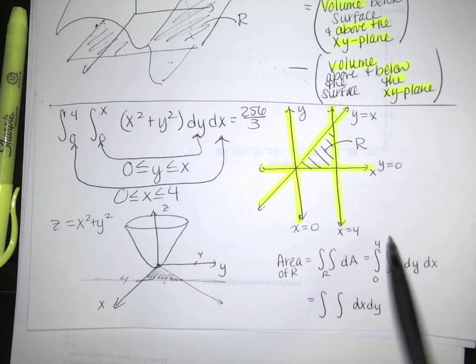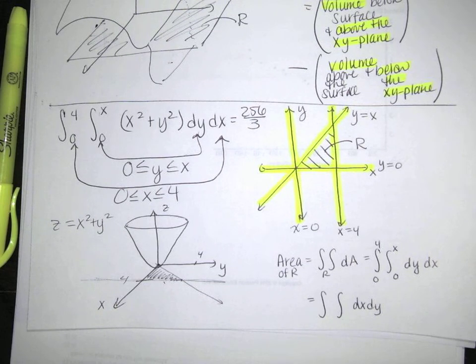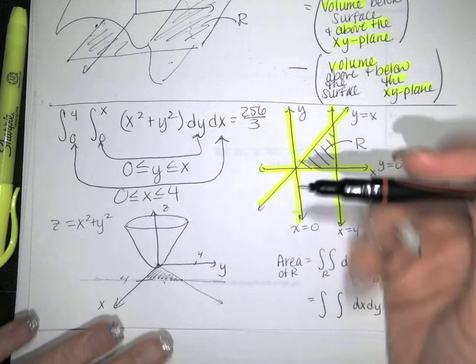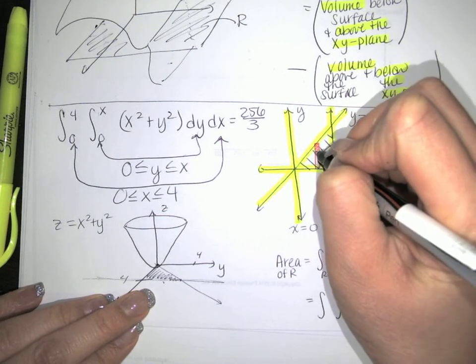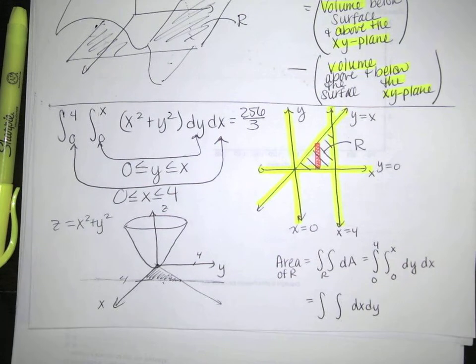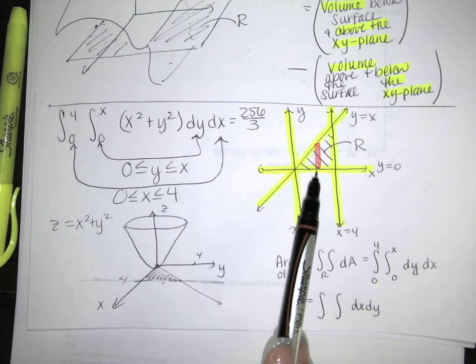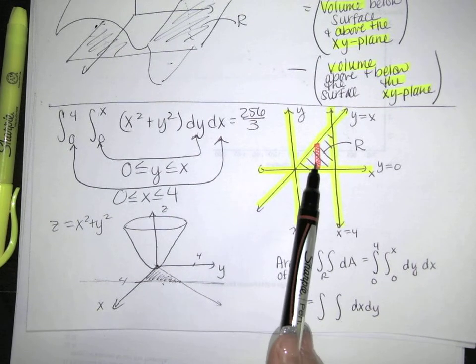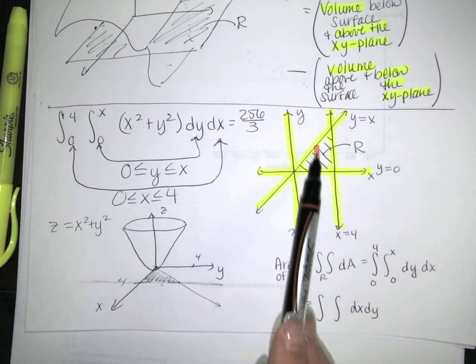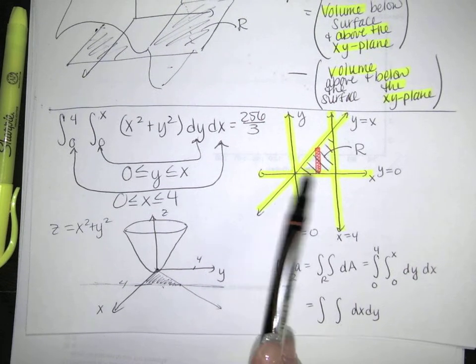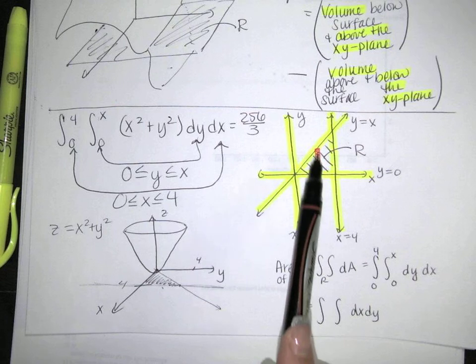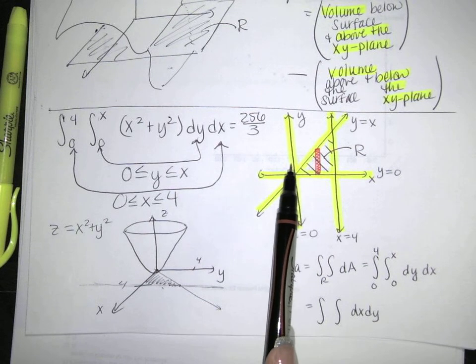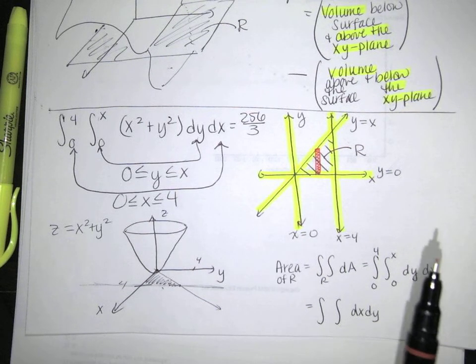Like, these bounds come from drawing rectangles that are vertical. You might be saying, well, what is that? How is that true? Well, let's look at this. So there's a rectangle. It's a vertical rectangle. Y starts at 0 and goes to x. And as y goes from 0 to x, x goes from 0 to 4, and we get the entire rectangle. So y goes from a function to a function, and x goes from a constant to a constant.